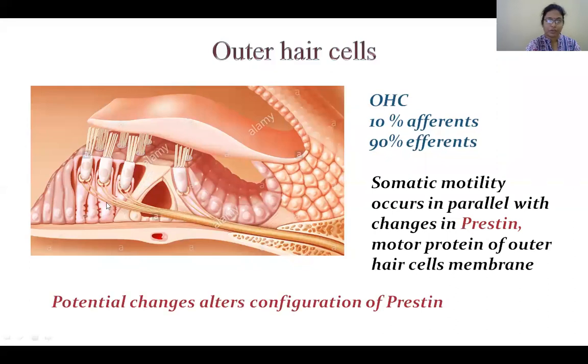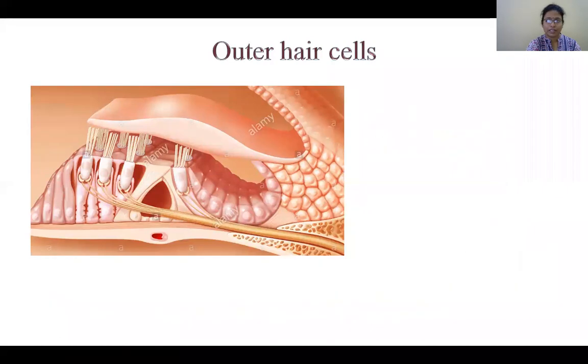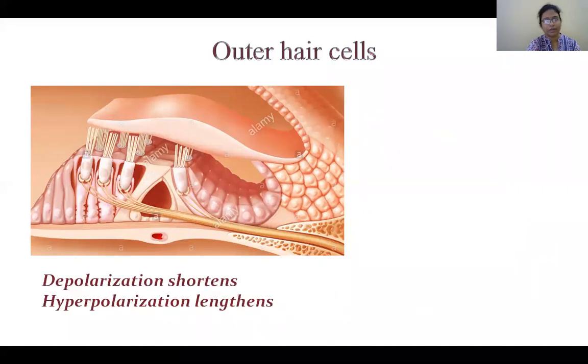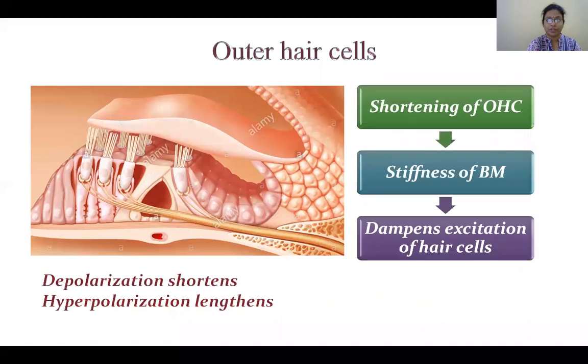So whenever the potential changes, there occur conformational changes in the prestin molecule, because of which the length of the outer hair cells changes. Whenever depolarization occurs, the outer hair cells shorten, and whenever hyperpolarization occurs, outer hair cells lengthen. So why is this important?